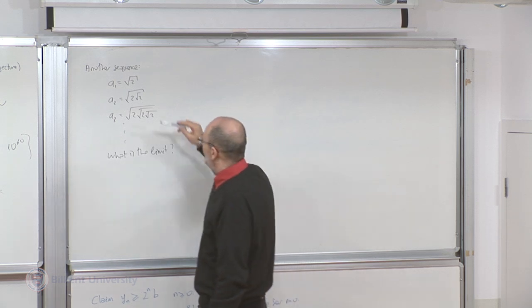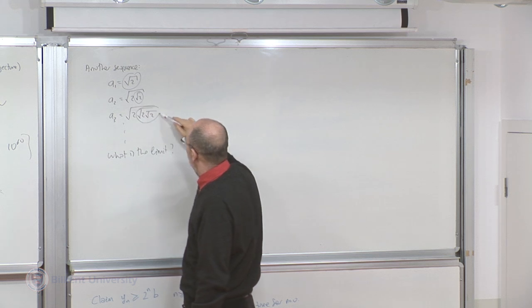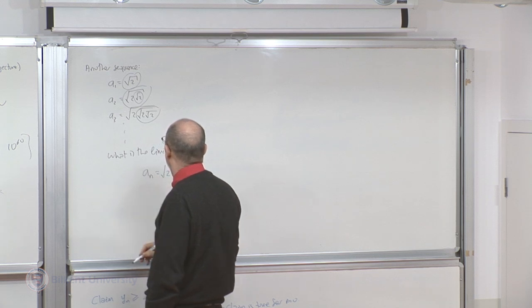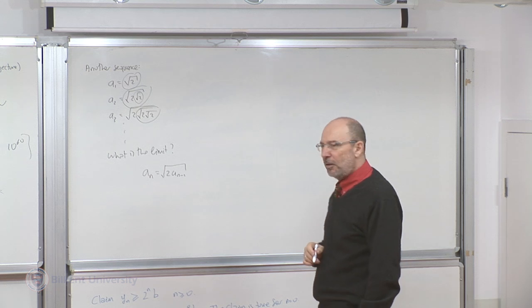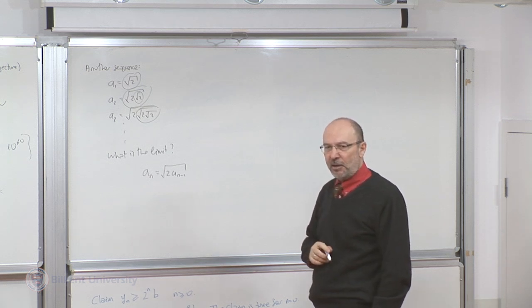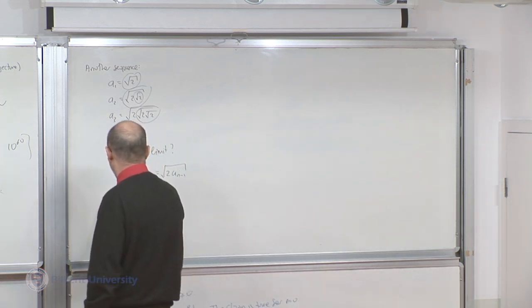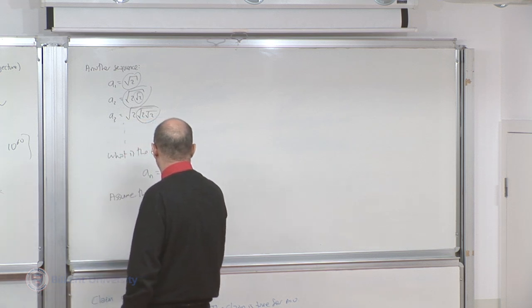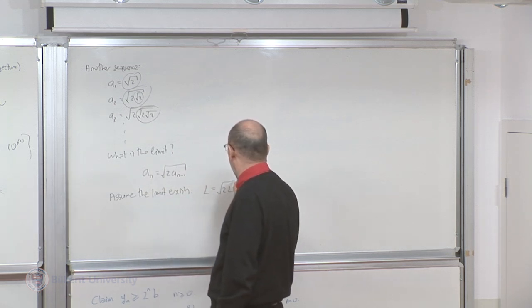Here we try to write a general formula for this. In order to write a general formula, you observe that this thing is this thing, and this thing here is this whole thing here. So a_n is equal to square root of 2a_(n-1). If the limit exists, we can immediately find out what the limit will be. Assume the limit exists. Then take the limit of both sides. You will have L equals square root of 2L.